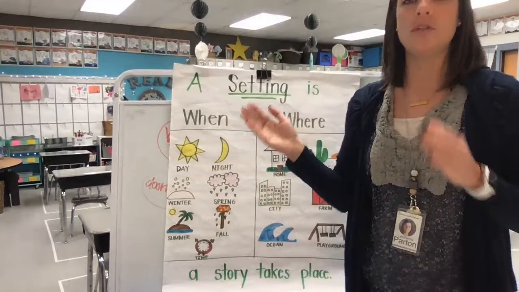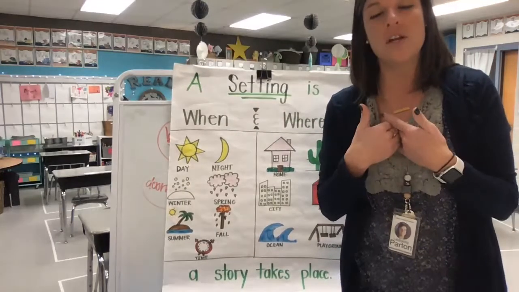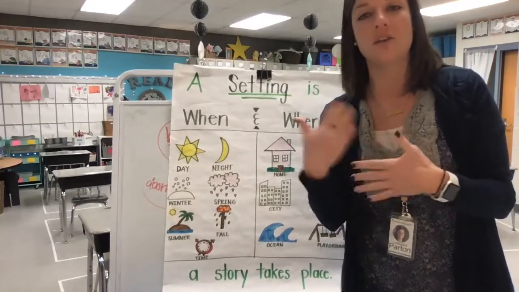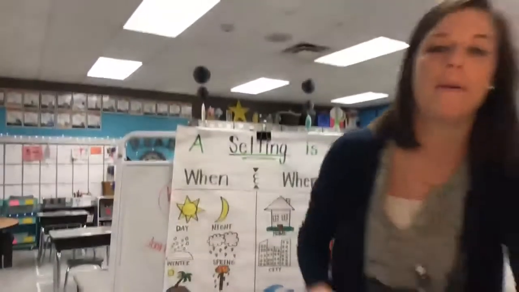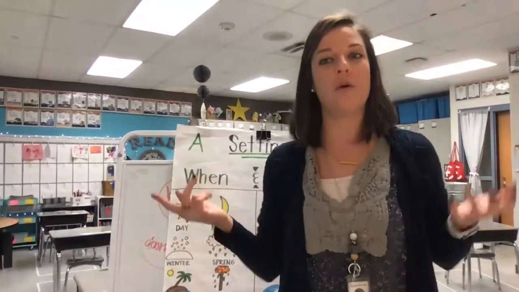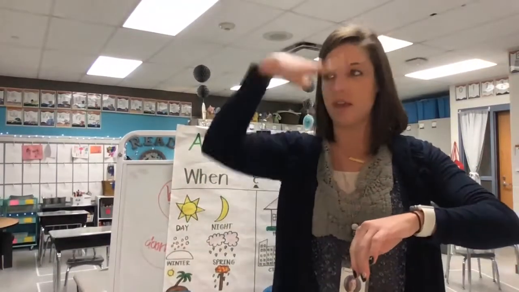So we've learned that a setting is when and where a story takes place. It's both of those things together that we as readers should be looking for as clues to understand the story better. So let's sing our setting song by getting out our fake watches, or if you have a real one on, that's great. And we're going to point and sing.